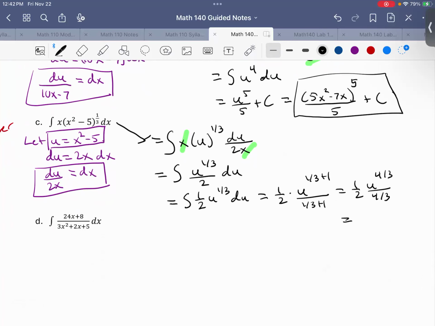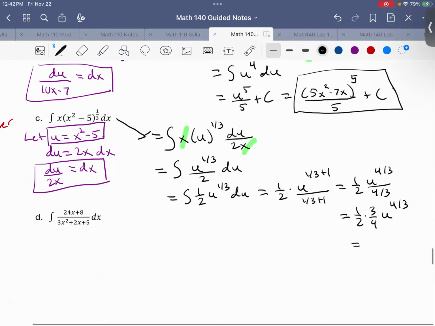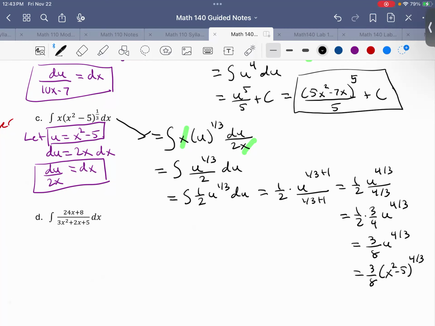So this is 1/2 u to the 4/3 over 4/3. And so with that 4/3, you flip it to be 1/2 times 3/4 u to the 4/3. And so it becomes 3 over 8 u to the 4/3. And then the last step is to plug in what u equals, which is x squared minus 5. So we end up with 3/8 times x squared minus 5 to the 4/3.